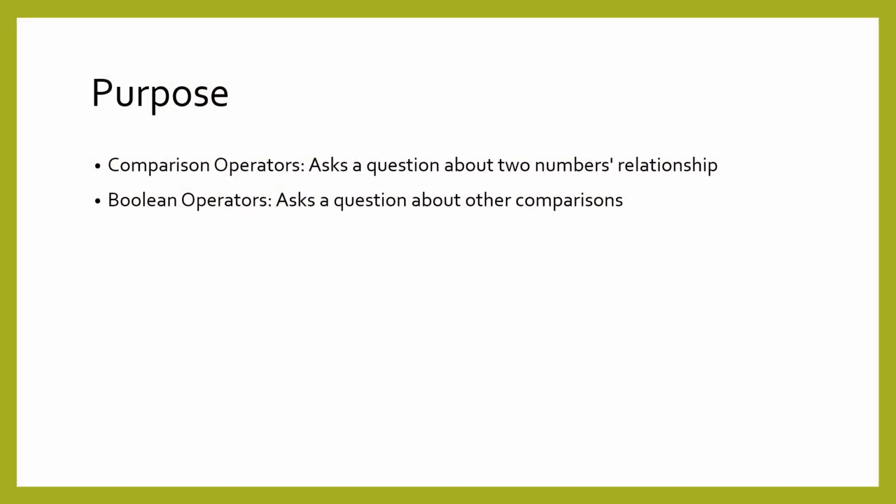One of the major reasons that programs are useful is because they can do different things depending on their inputs. To be able to make these decisions, we need to be able to write logical expressions. Think of these as a question that the computer can ask about data. We will learn about two groups of operators: comparison operators and Boolean operators. Comparison operators ask questions about two numbers' relationship to each other. Then, Boolean operators can ask questions that combine these comparisons and other questions.